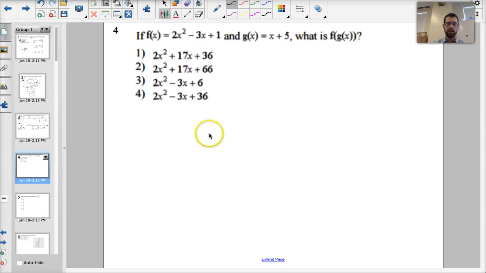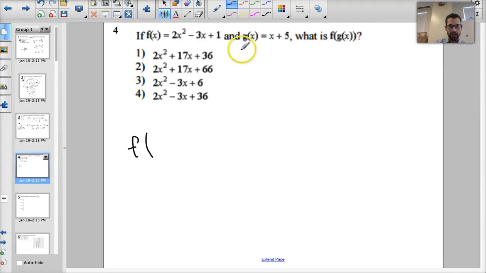Number 4, it's saying that f of x is equal to this and g of x is equal to this. What is f of g of x? So that means I am taking f of x and I'm going to plug g of x, which is x plus 5, into it.